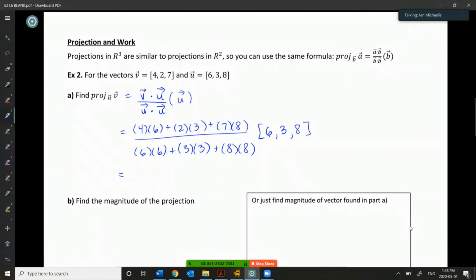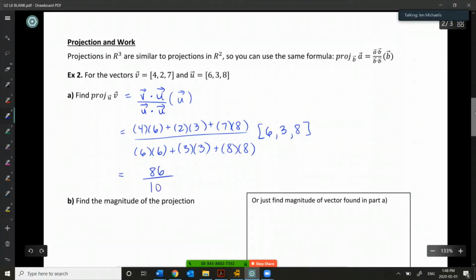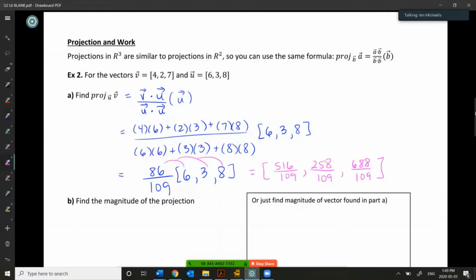So let's take a second. You can pause your video and calculate the answer here. So you should get 86 over 109 times your vector. Okay, so you can leave it in this format, or alternatively, if you want to distribute that into each component, you can do that as well. So if you do that, you should get this resulting vector. We usually just leave that in fraction form, and if you can reduce the fractions, you can do that as well.